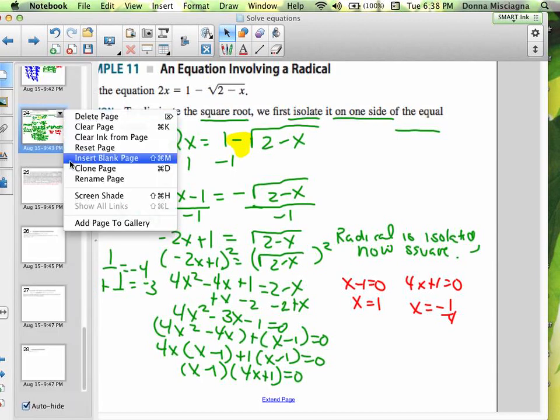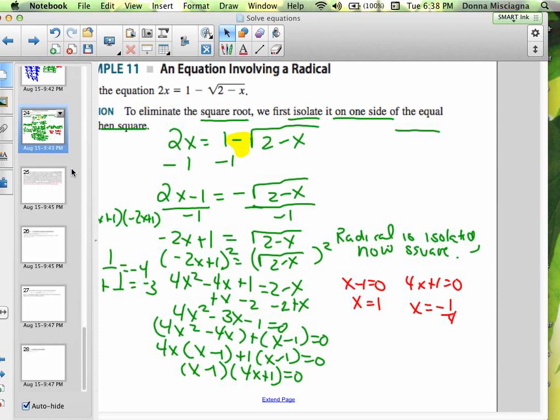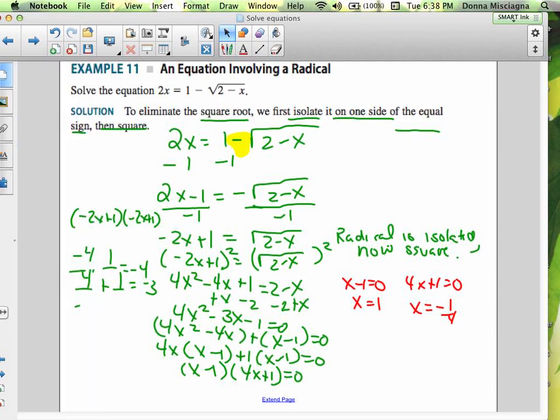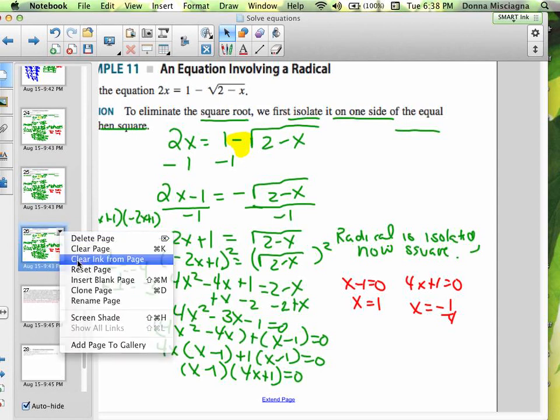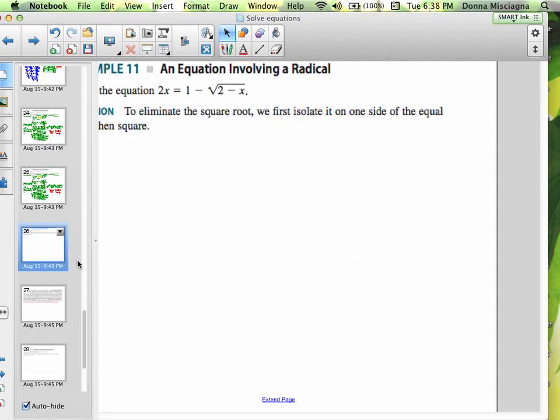And so I'm just going to clone this page. Right? And we will clear it. Somehow I got 3 of them again. All right, clear ink. So it was 1 and -1/4.